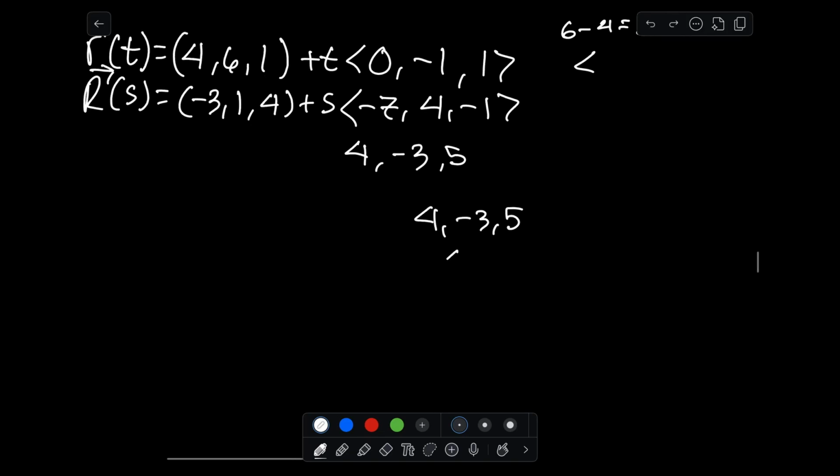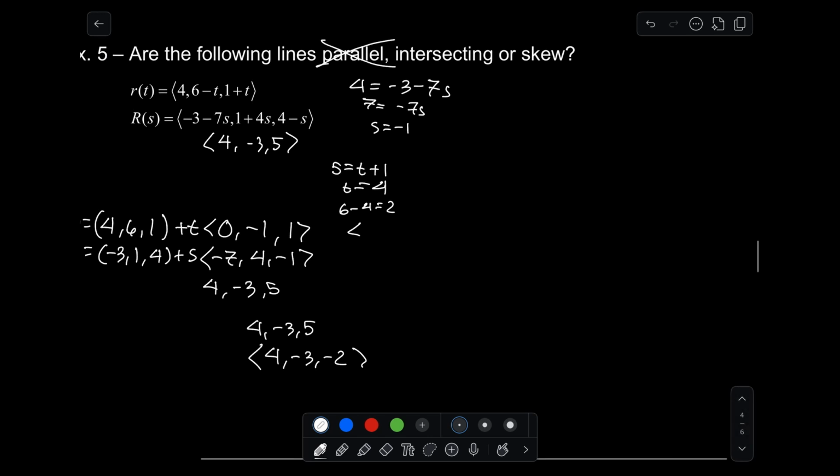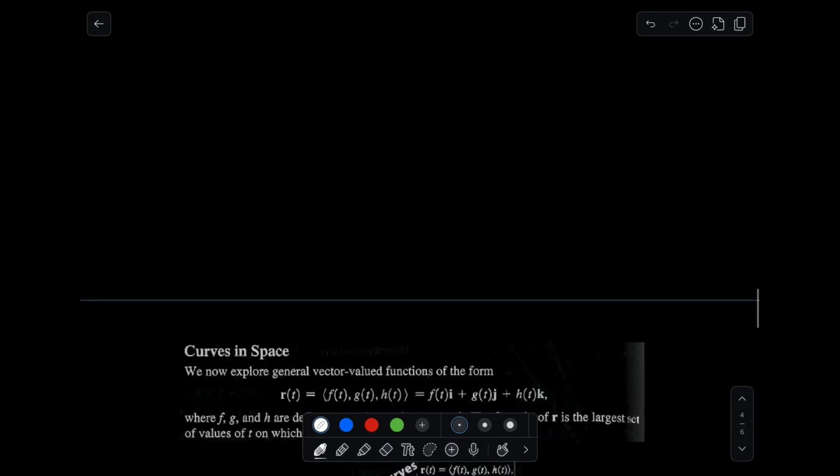So there would be 4 comma -3 comma -2. And then in that case, they wouldn't be intersecting. So therefore, these two lines are skew.